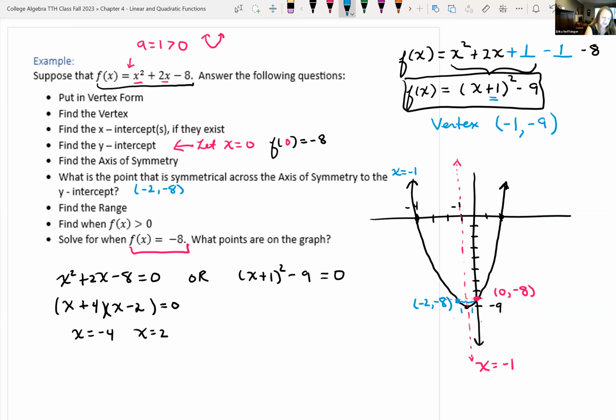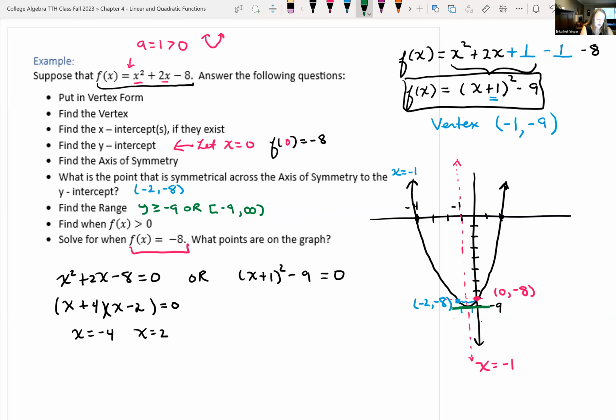Finding the range. Remember, the range is all the y values that our graph is hitting. The smallest y value that my graph hits is the y value of my vertex, which is -9. So my range is y greater than or equal to -9. Or we could put this in interval notation: -9 with a bracket because we're including it, and then we're going to infinity.